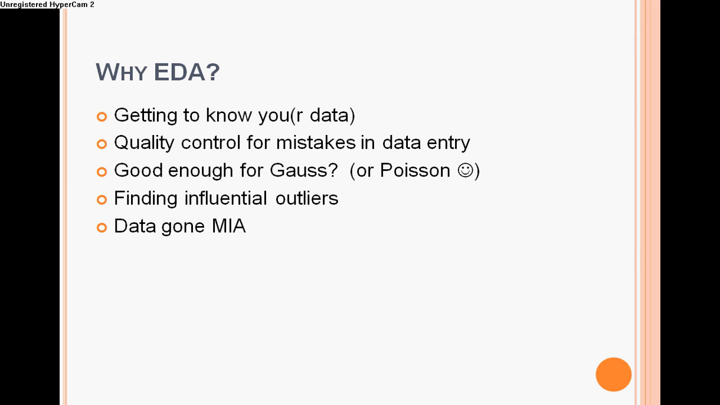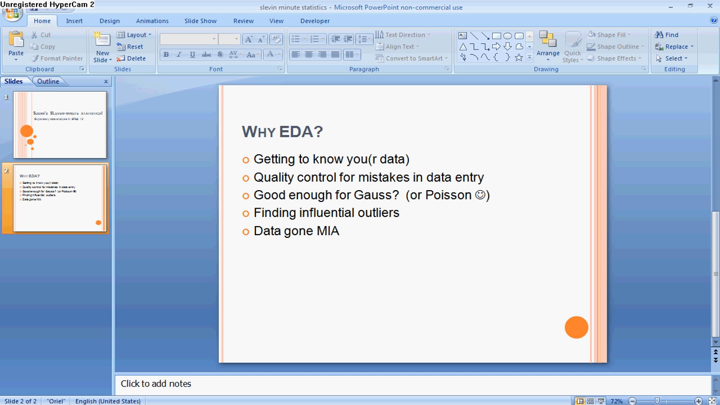You can also find outliers that may influence your output or your findings, and it's the first means of getting a picture about missing data and a first way to assess what kind of influence that may have on your results. So let's get right into this.